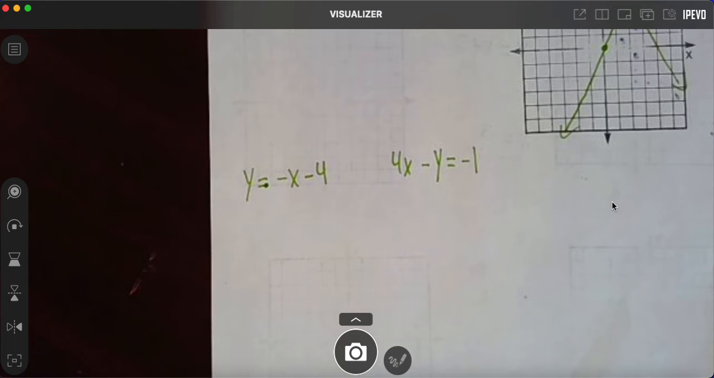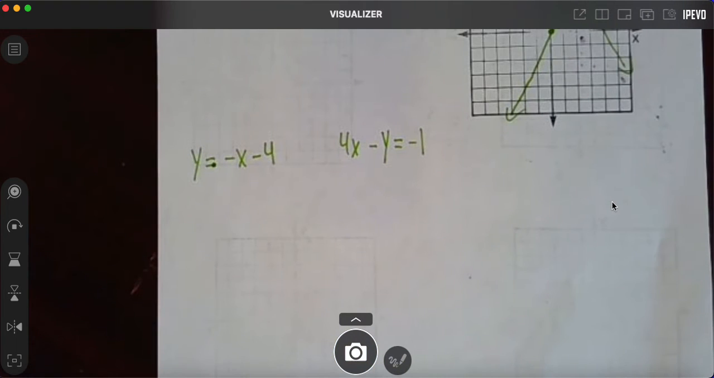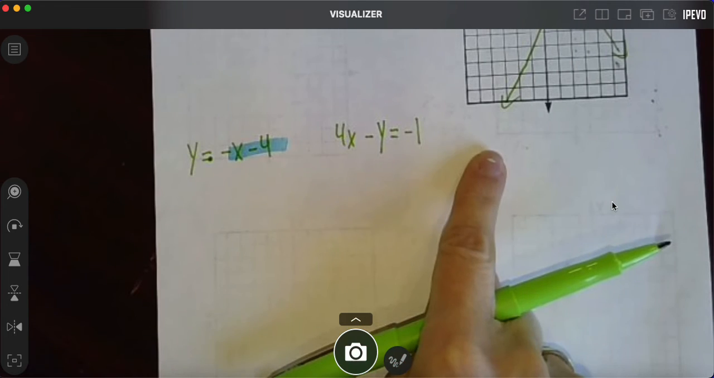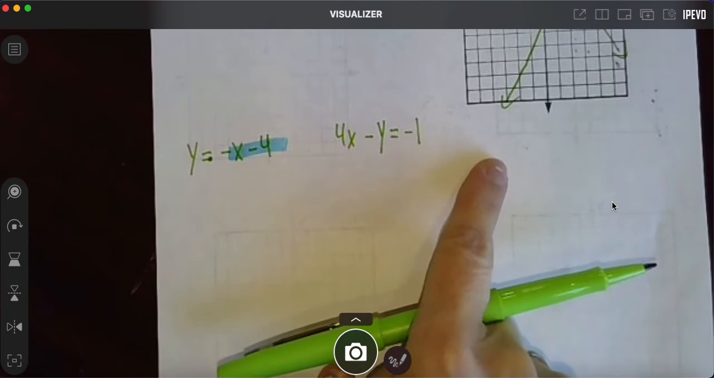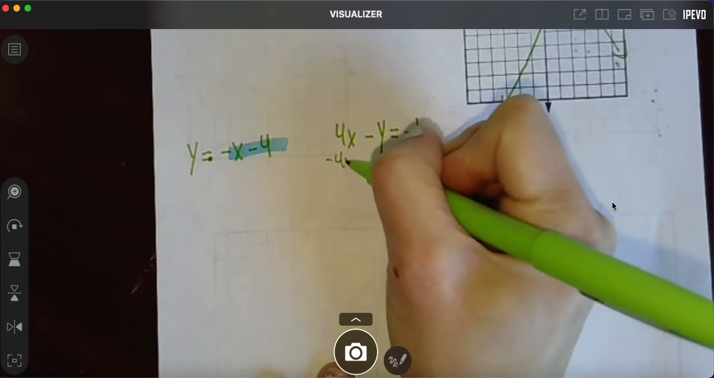You know how we move the stuff over? Yeah. So, this one's great. I can type this exactly as it is. Negative x minus 4. That one's good. On this one, what do I need to move to the other side? The 4x. So I need to subtract the 4x over here.